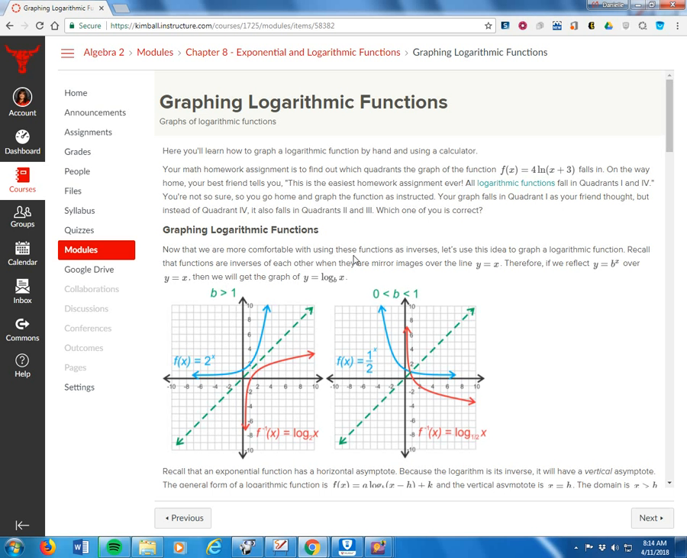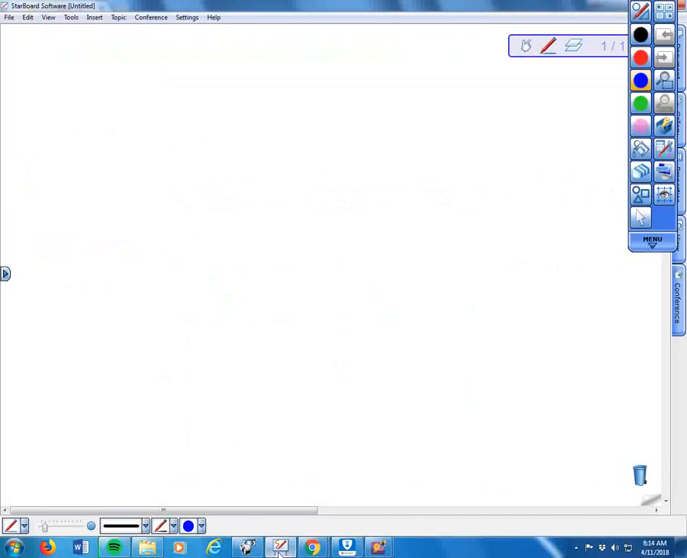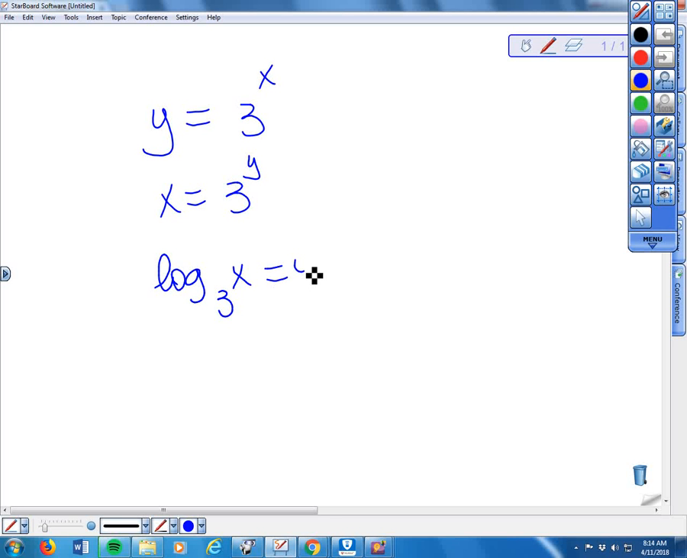Right? So if I'm looking at the inverse of 3 to the x, the first thing I'm going to do is switch x and y. And now I want to solve for y. Well, y is in the exponent, so I'm going to convert this to a logarithm. Right? And this would be log base 3 of x is equal to y. So there's the logarithmic function that's the inverse of this.